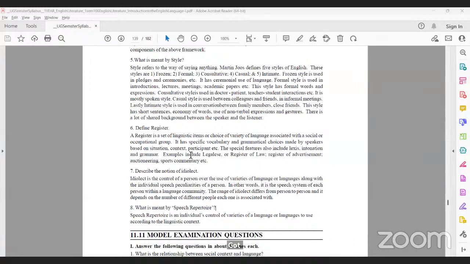Now there is a small term, that is speech repertoire. Repertoire means it's a stock, right? Stock of a particular thing.